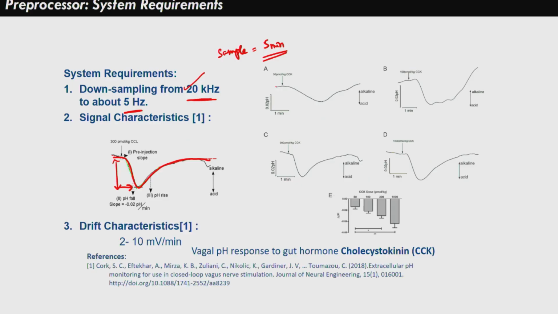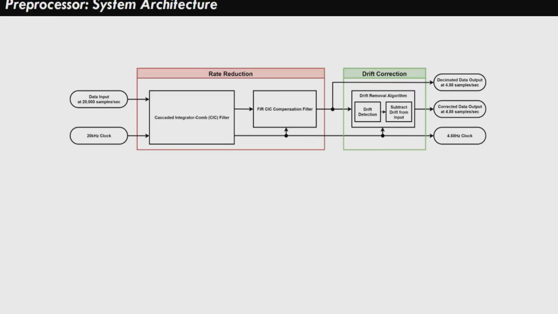This signal that we are showing here is after drift removal, so it's easy to look at the dose response. This is the dose response curve. With respect to different dosages of CCK, 50, 100, 300, 1000 picomoles per kg, you can see that there are different responses or changes in pH. Now this is done post experiment. So how do you do it in real time? That is the bigger question, because you want to have a device which will do it in real time.